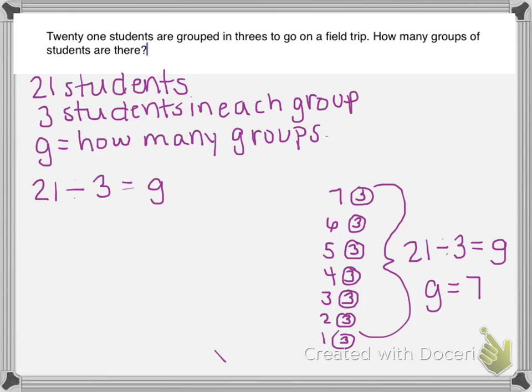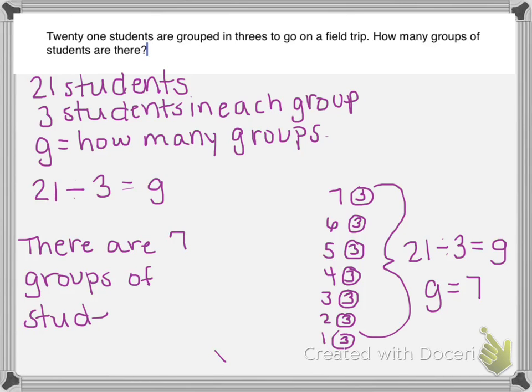Now my final step is to write my target sentence. There are 7 groups of students. Now you can see how to use a letter to represent our unknown.